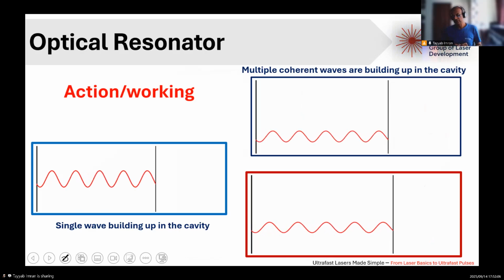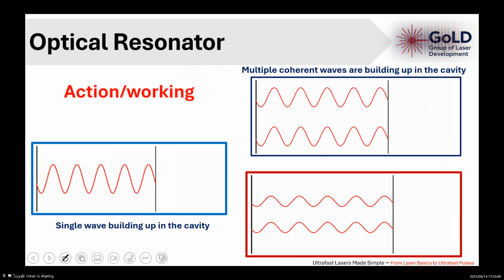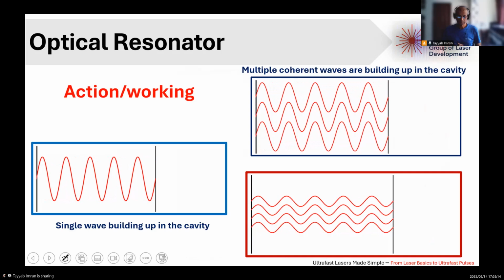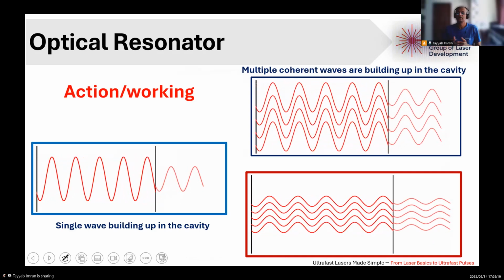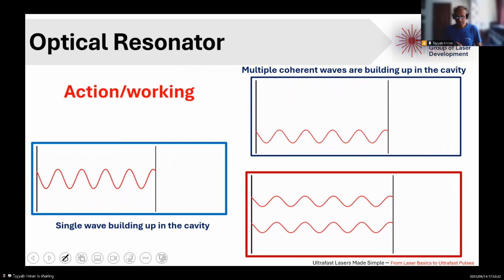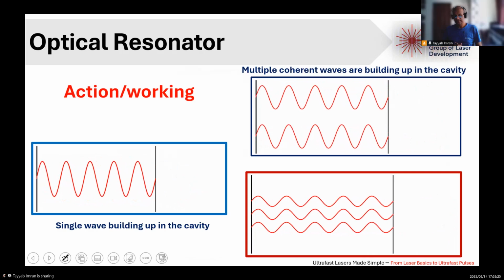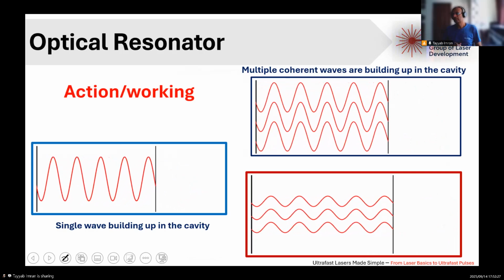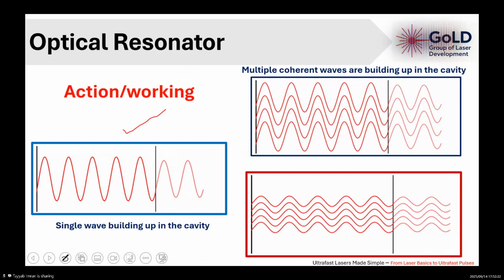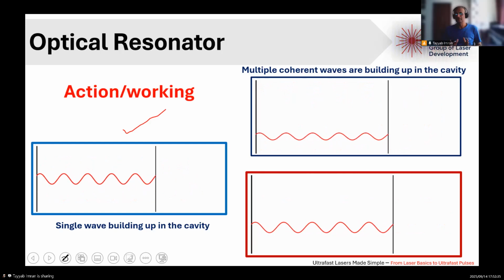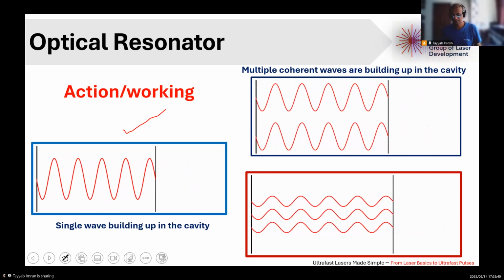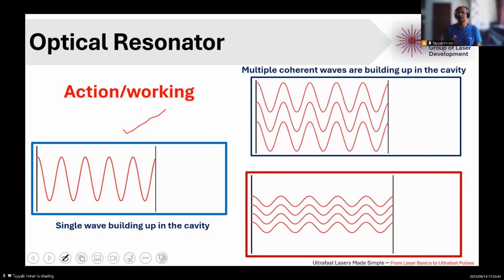So what do you see here? It may confuse you, or it may not, or it may help you to understand. In any case, the animation is not real. What you see on the left here, I use a single wave building up. A single wave means a single wavelength. It can be 800 nanometers, 500, whatever it is.